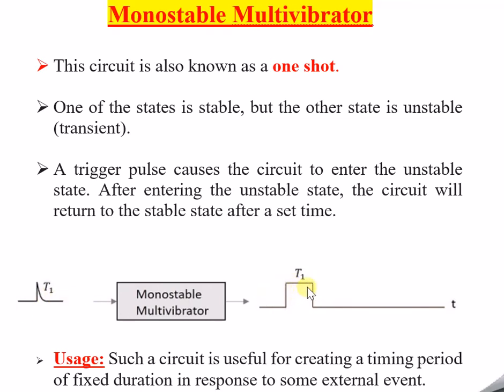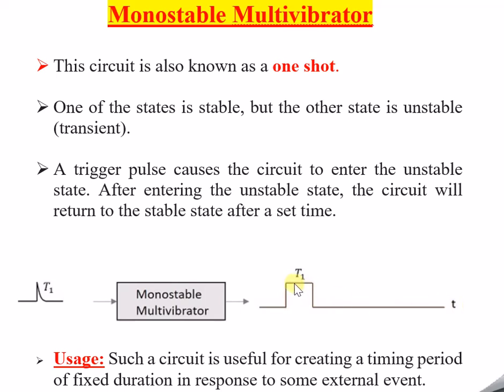So until this time only it is unstable. After that it will change. Once it changes the state, it will try to remain in that particular state unless and until we apply one more trigger pulse. So that is why it is called one shot. Once we apply a trigger pulse, it will remain in the unstable state only until that particular time. After that one shot timing is over, it will again be in the stable state.